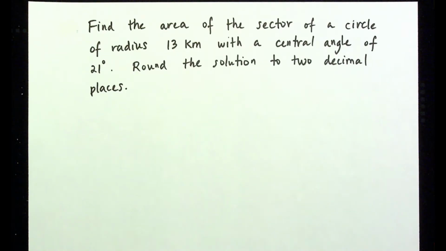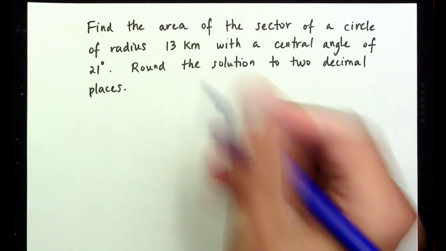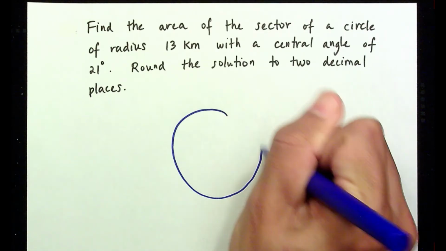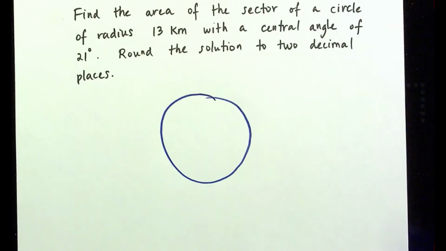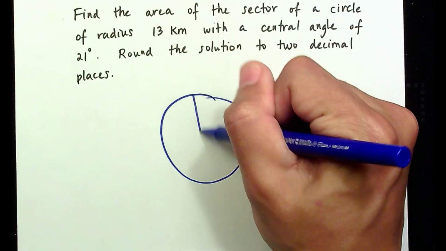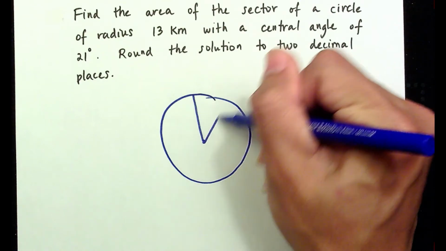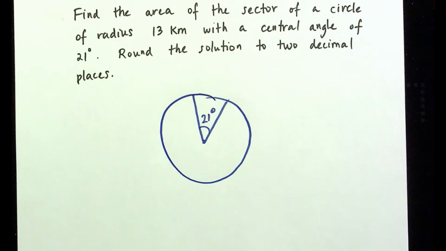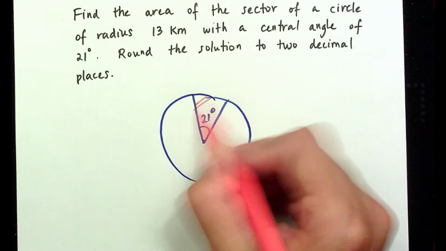Find the area of a sector of a circle. In this problem, they're giving us a circle of radius 13 kilometers, and a central angle of 21 degrees, and they want us to find the area swept by this central angle. So in other words, if you draw a picture real quick, okay, that's a terrible circle, but you get the idea. And suppose this is a central angle of 21 degrees. They're asking us what is the area of that sector.